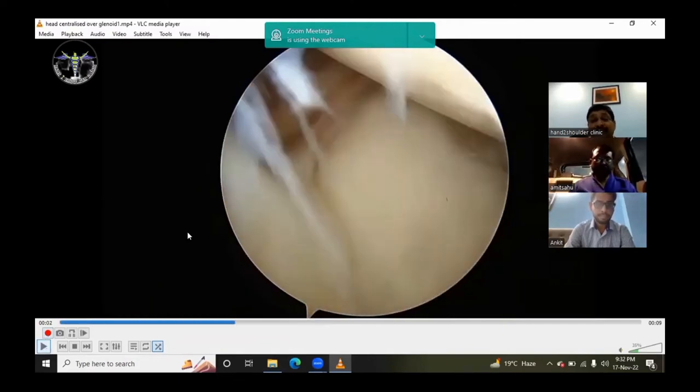I'll just pause it. So this is your glenoid. Here is the Bankart, and on this side, now you cannot see the defect. See, now the defect has gone posteriorly and it will not engage. So the head is centralized on the glenoid. You can see very well that the head is centralized on the glenoid, so it is well stabilized. And this is how we stabilize a recurrent dislocating shoulder. This is what we call bipolar fixation, or posterior and anterior stabilization.